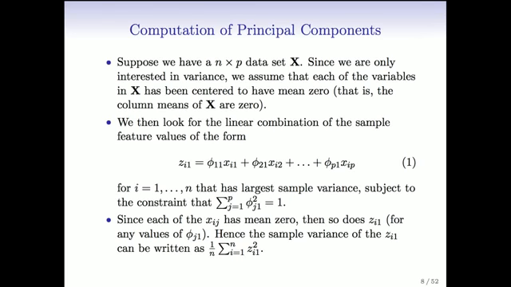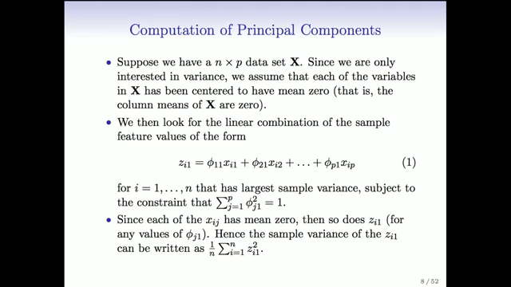Okay, so how do we actually compute the components? Well, suppose we have our data, which is n by p features, the X matrix. Since we're only interested in the variance, we can center the variables to have mean 0. We don't care about the mean, we're just worried about the variance. Specifically, we make the column means of X zero. Then we want to find the combination of the variables that has the highest variance, remembering the constraint that the loadings have sum of squares 1.